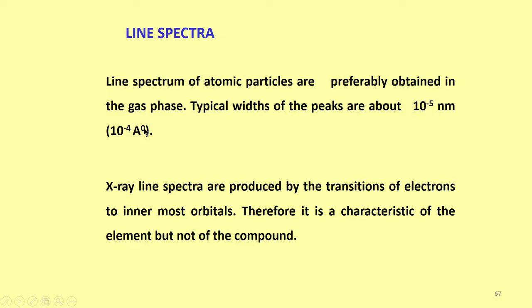So, we need some space for marking also. The markings themselves will be thicker than the peaks. So, 10 raised to minus 5 nanometer would be approximately equal to 10 raised to minus 4 angstroms. The line spectra are mostly obtained by X-ray, and they are produced by the transitions of electrons to innermost orbitals. Therefore, it is a characteristic of the element, but not of the compound.